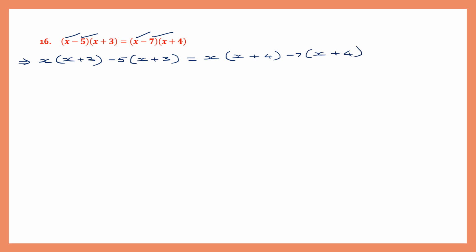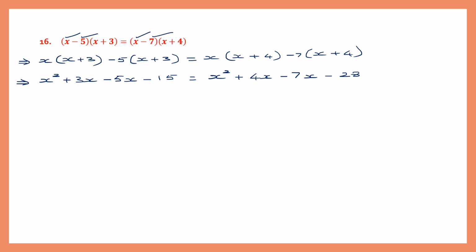Now let's simplify this. So here again x into x is x square, x into 3 is 3x. Minus 5 into x is minus 5x, minus 5 into 3 is minus 15. x into x is x square, x into 4 is 4x. Minus 7 into x is minus 7x, minus 7 into 4 is minus 28.